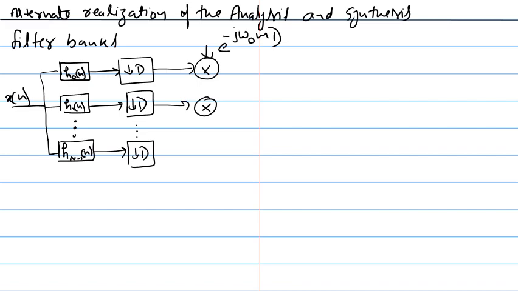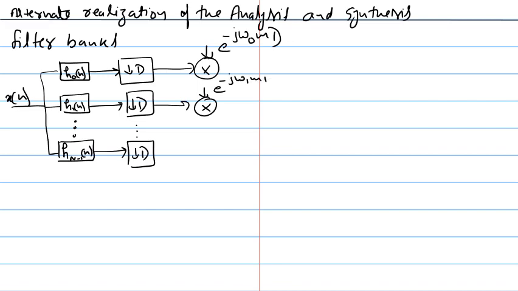Basically, in that figure, first we were doing a multiplication with a complex exponential, then passing it through a common filter, H naught, for each stage. Then we were doing a downsampling. Here the scenario is different. This is just an alternate realization of the filter bank.